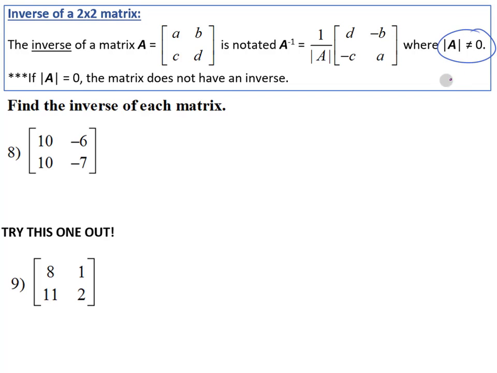Now note, the determinant of the original matrix cannot equal 0, because if it is, we have division by 0, which is undefined. So if the determinant is 0, the matrix does not have an inverse. It doesn't exist. So let's find the inverse of this matrix if it exists. Let's go through our steps here.